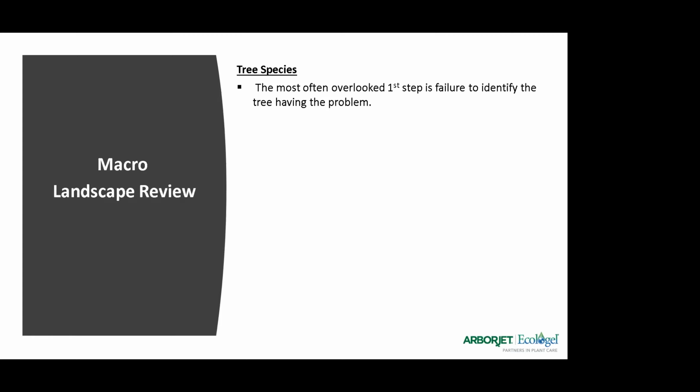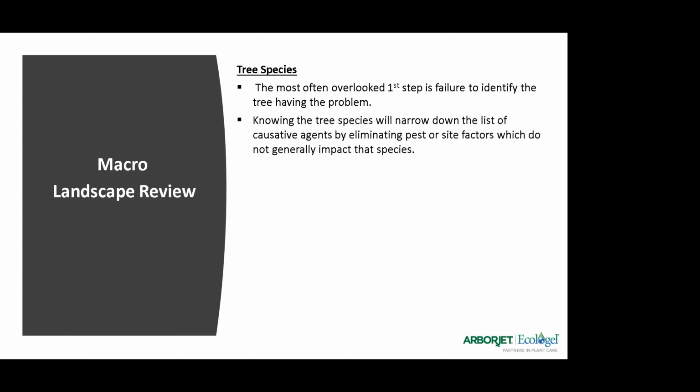As an example, emerald ash borer only attacks ash trees. If you've got something feeding on a tree and it's not an ash tree, it's not an emerald ash borer. It sort of eliminates the need for you to worry about those things. Knowing the tree species will narrow down the list of causative agents by eliminating either pest or site factors which do not generally impact that species.